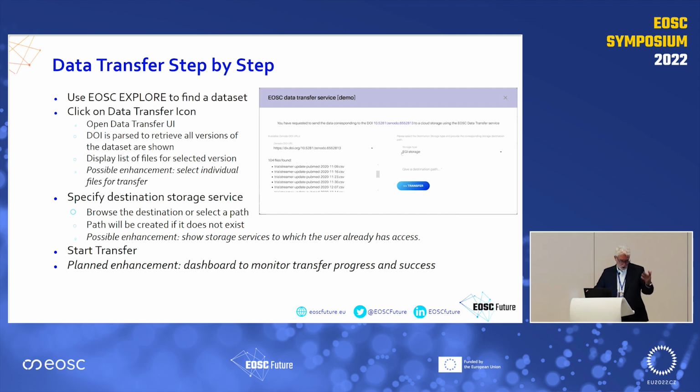The DOI would be parsed to retrieve all versions of the data set that are shown. So typically there is a big pile. Right now you get them all. If it's a signpost, you might have 7 versions of something. So you might have a PDF, you might have a tar, you might have a this, that, the other thing, but you'd get all of them. An enhancement is to allow you to select from those, specify the destination storage service, and again, a possible enhancement would be to show them the ones to which the user already has access.